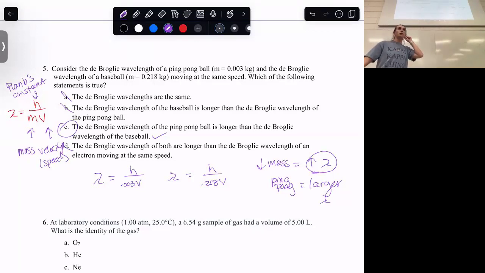Yes. I know you're not actually solving for wavelength, but if you were to, and you change mass to grams, for the de Broglie wavelength, you keep it in kilograms. Yep.